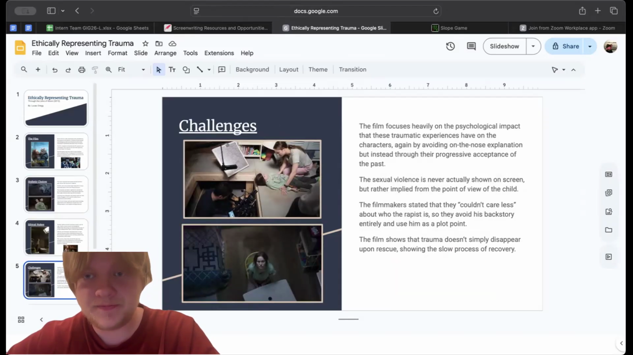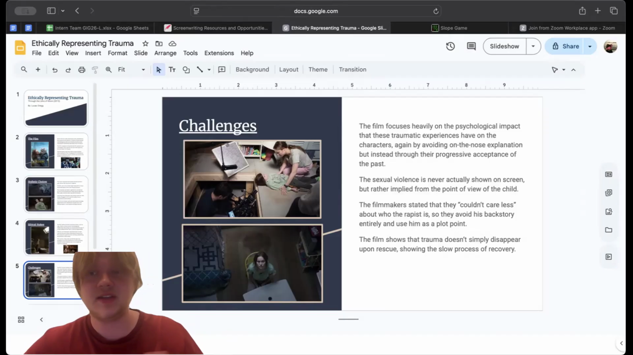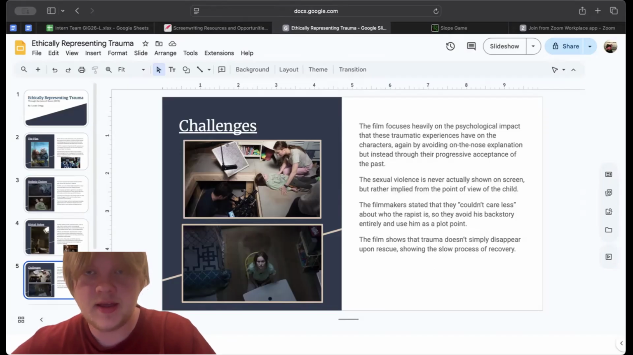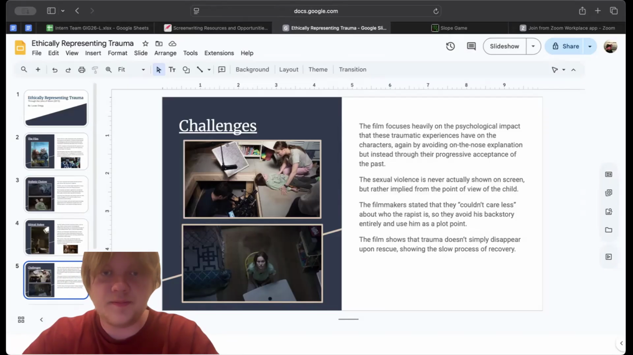Some challenges. The film focuses heavily on psychological impacts that these traumatic experiences have on the characters. Again, they do it by avoiding the on the nose explanation and instead actually show their progressive acceptance of the past. The sexual violence is never actually shown on screen, but it's implied through specific camera angles and the actors. It's not actually shown in the frame, but you know what's happening. And I think this was intentional because that would be exploitative.